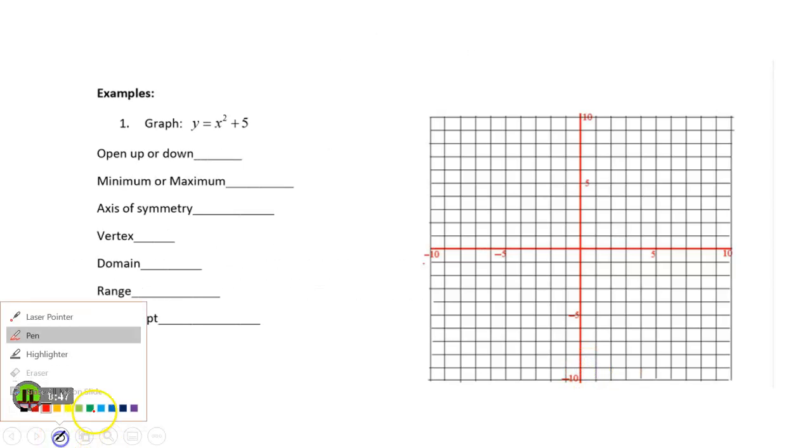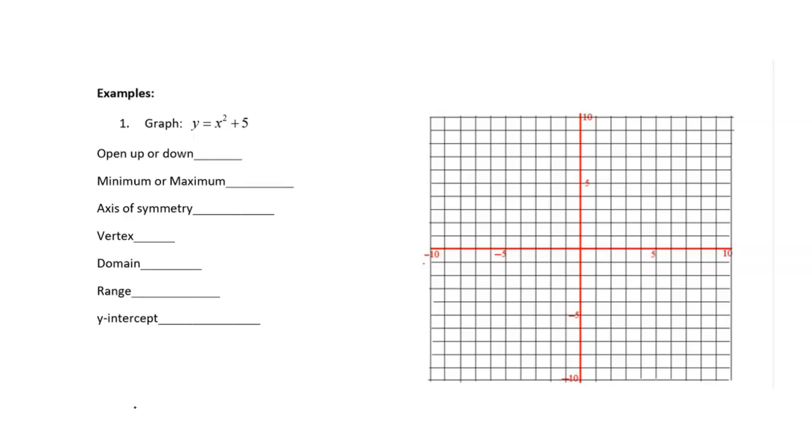All right. So we have y equals x squared plus 5. We know that opens up because our leading coefficient is positive. If it opens up, that means you have a minimum for the vertex. So to find your axis of symmetry, we're going to use negative b over 2a. There's no b, so we have 0 over 2 times 1, which is 0. So our axis of symmetry is x equals 0.